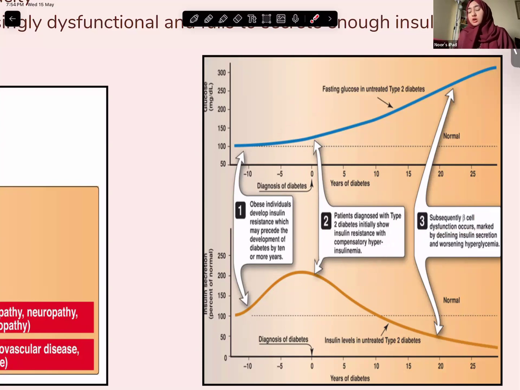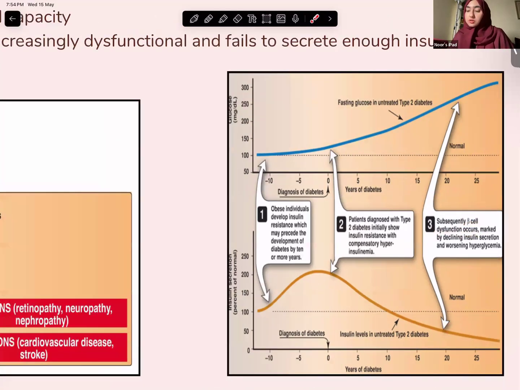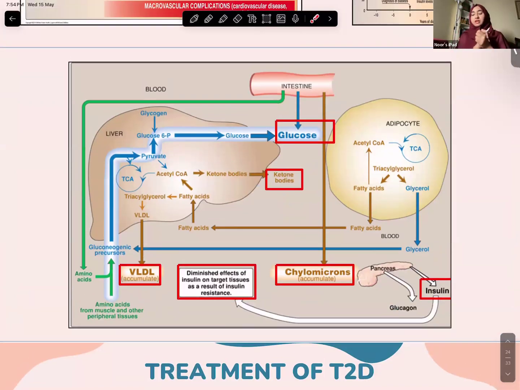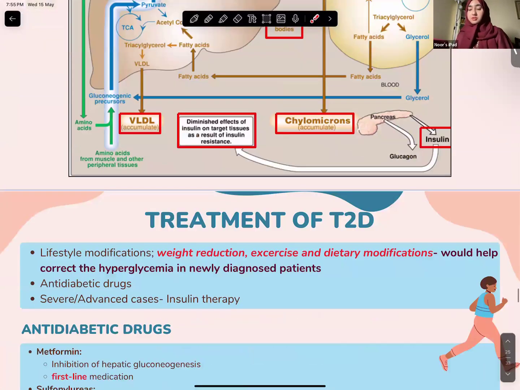Now you see how insulin secretion decreases because beta cell dysfunction is occurring over a period of time, but still hyperglycemia is increasing and increasing. So just remember that. Okay, again, it's just a summary of what I said above. Just remember, in type 2 diabetes, the insulin is being produced, but not as much as the body would want. So there's diminished effect of insulin on target tissue as a result of insulin resistance.